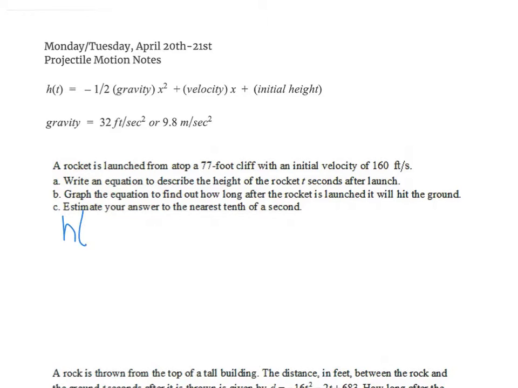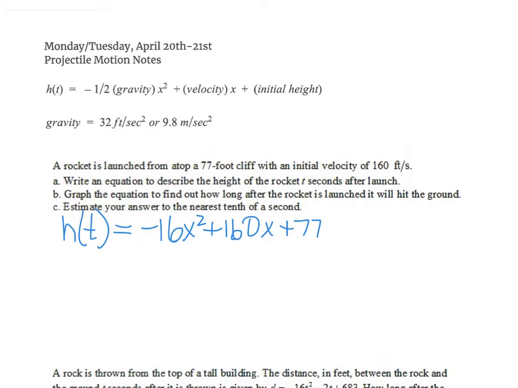H of t, meaning height in time, is equal to -16 x squared, or t squared, plus 160x plus 77. Now I want you to pause this and put that equation into y1 and graph it.